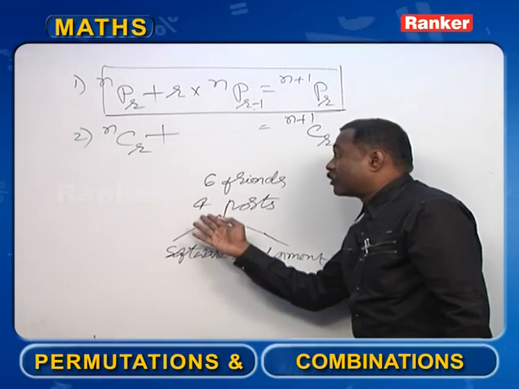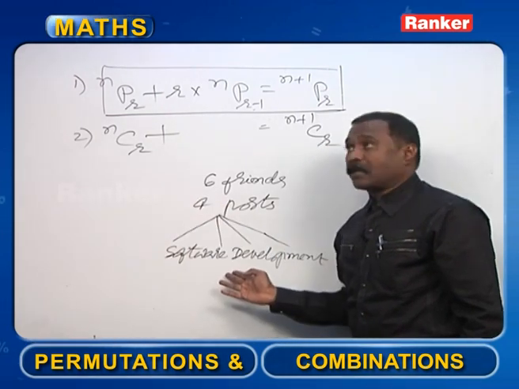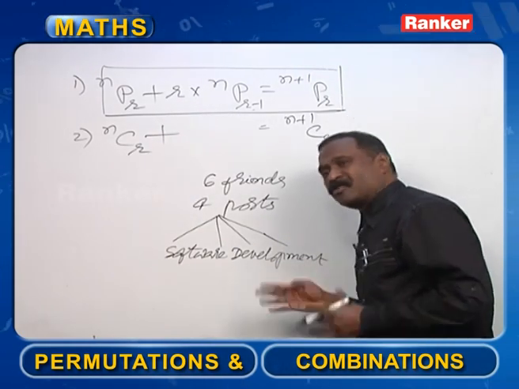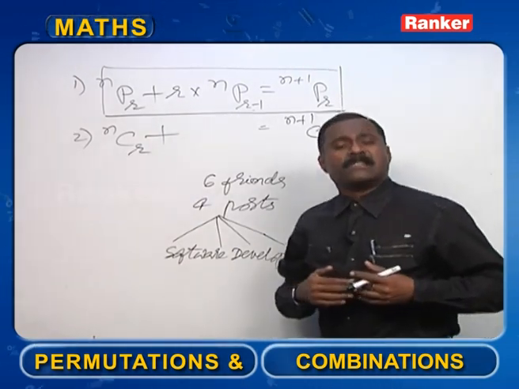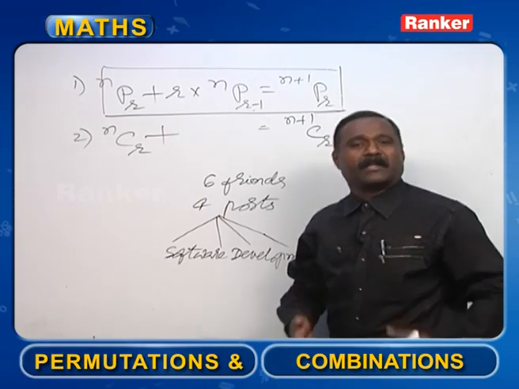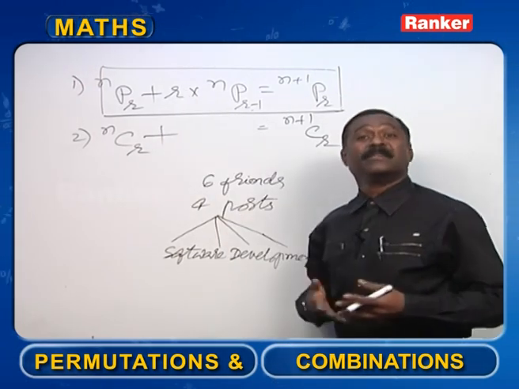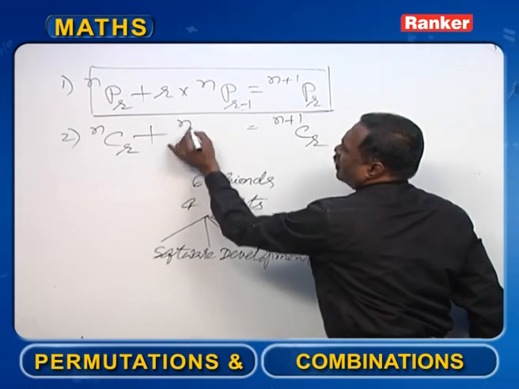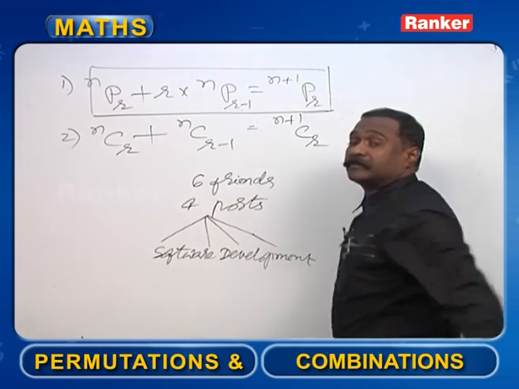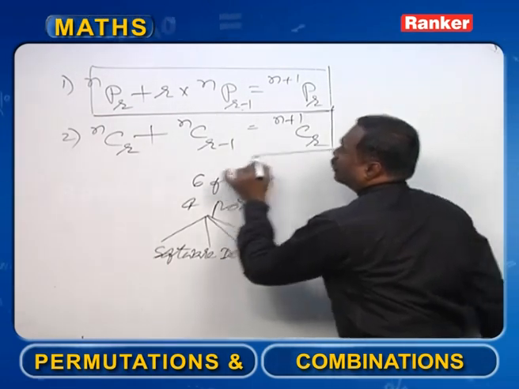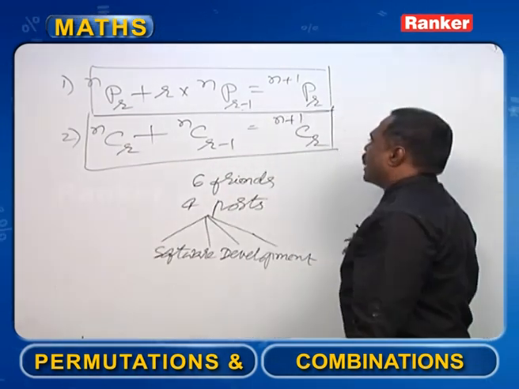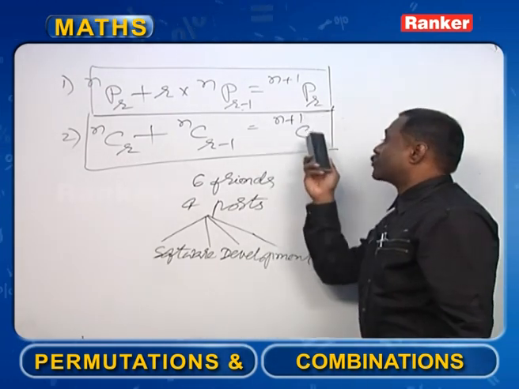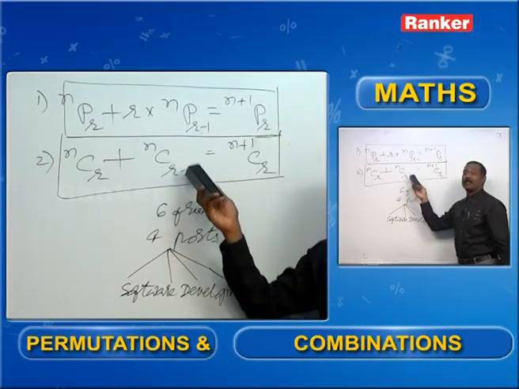That recommended person has 4 posts to get, so he need not be arranged, because all the posts are not different. They are into software development, meaning they are all similar posts. That is why this r will not be there in the combination. So what happens here? This becomes nCr minus 1. Understand it? So n plus 1 C r is equal to nCr plus nC(r minus 1).